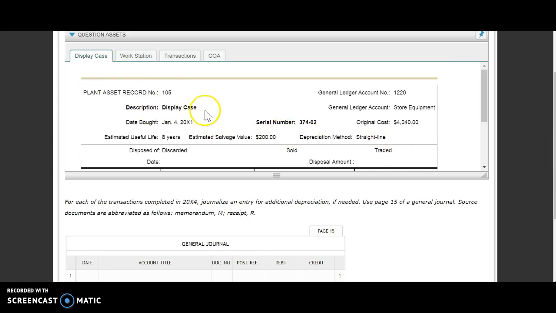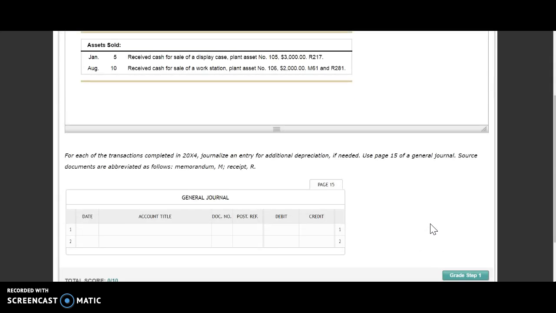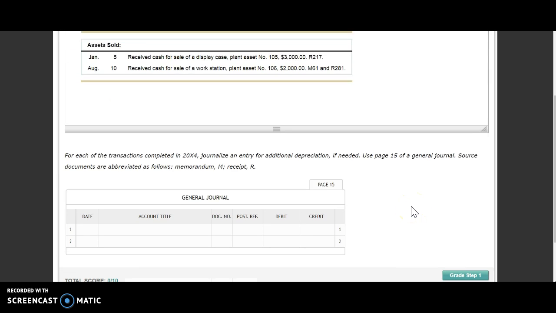So first they're showing us in our question assets, we're seeing our plant asset record sheet for the display case, for the workstation, and then here are 2 transactions. So we're selling our display case on January 5th, and we're selling our workstation on August 10th. Now, the first step that we have to do is we are going to record any additional depreciation. Well, when we look here, selling on January 5th for the display case, we don't have to record any depreciation because we sold it at the beginning of the year. However, for the workstation, we are going to need to record our depreciation while we owned it that year.